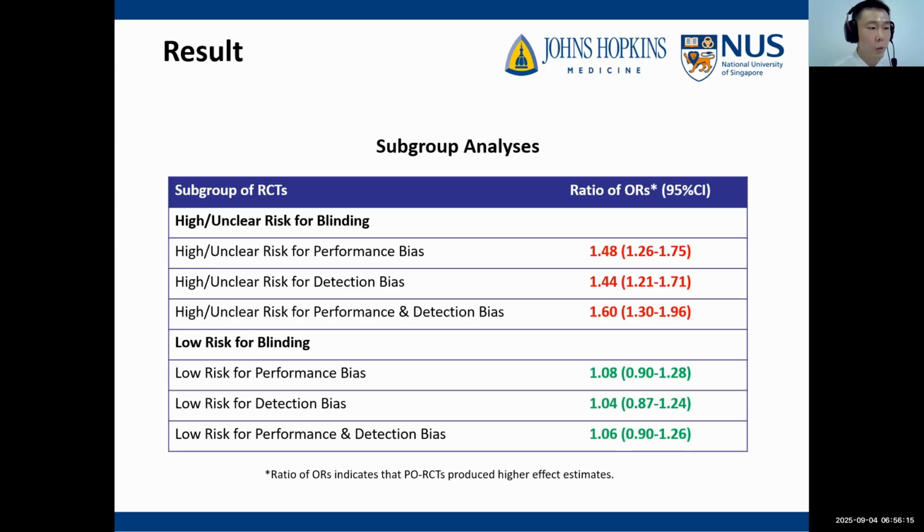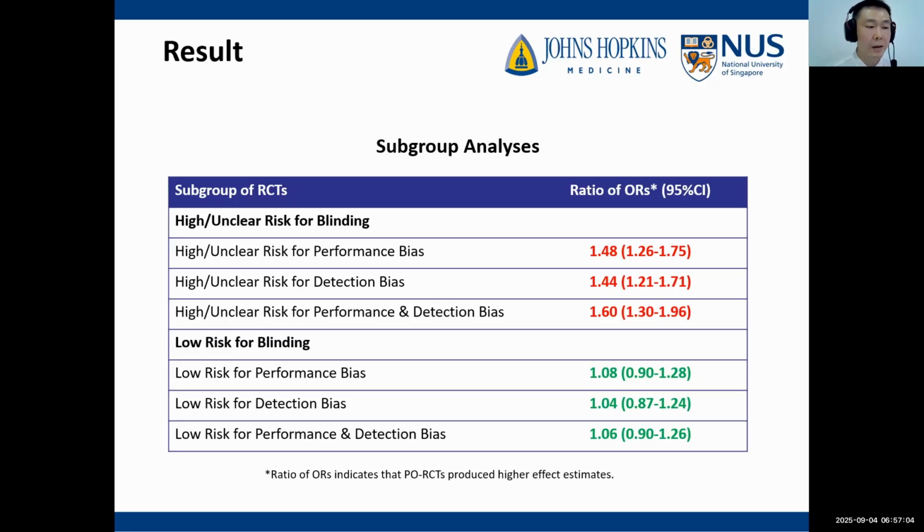Among RCTs with a high or unclear risk for blinding, PO-RCTs produce significantly larger odds ratios than SO-RCTs. For example, among RCTs with a high or unclear risk for performance bias, PO-RCTs produced odds ratios 1.48 times larger than SO-RCTs. Among RCTs with a high or unclear risk for detection bias, PO-RCTs produced odds ratios 1.44 times larger than SO-RCTs. And among RCTs with a high or unclear risk for both performance and detection bias, PO-RCTs produced odds ratios 1.60 times larger than SO-RCTs.